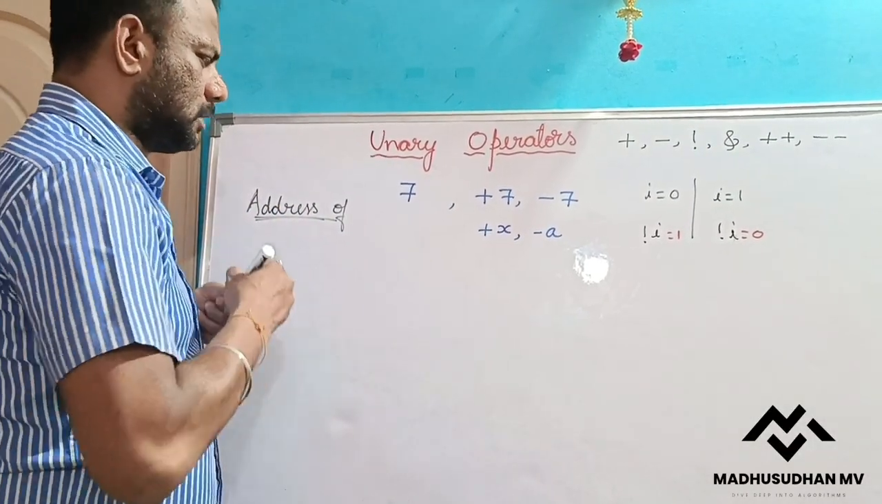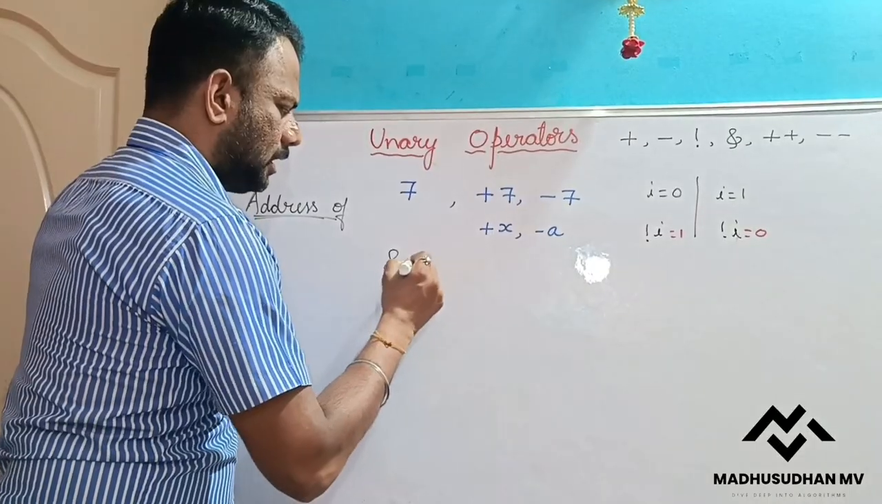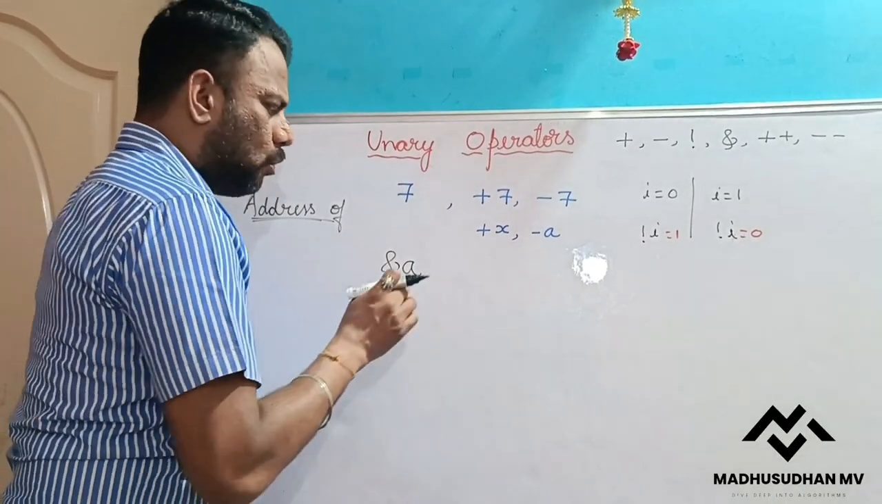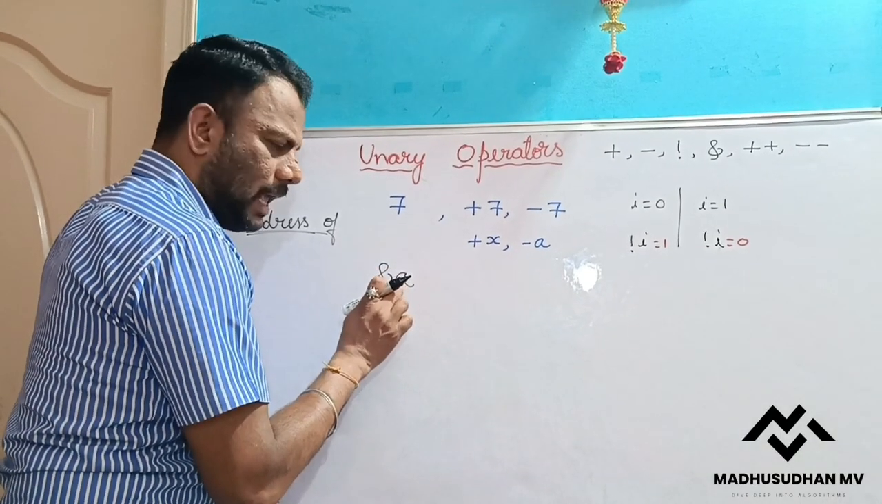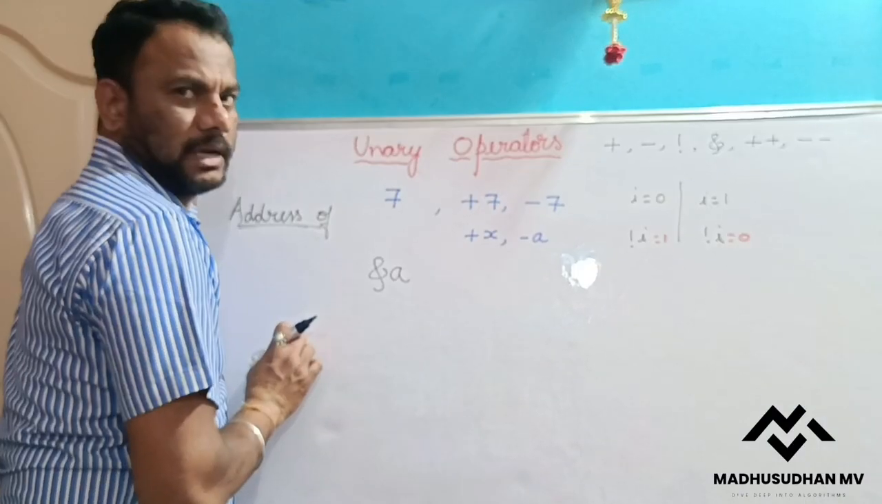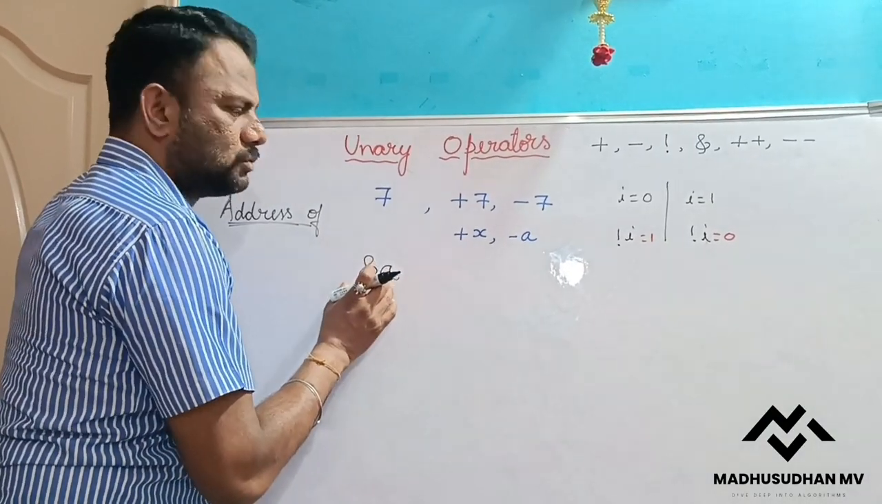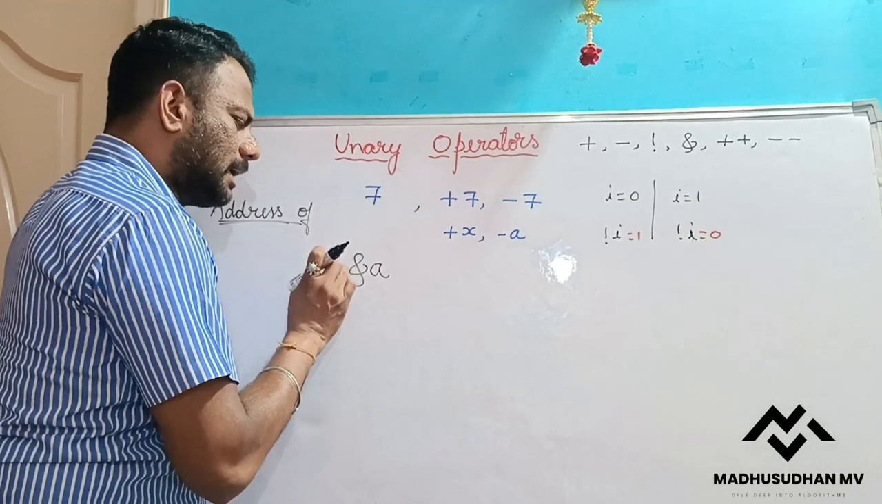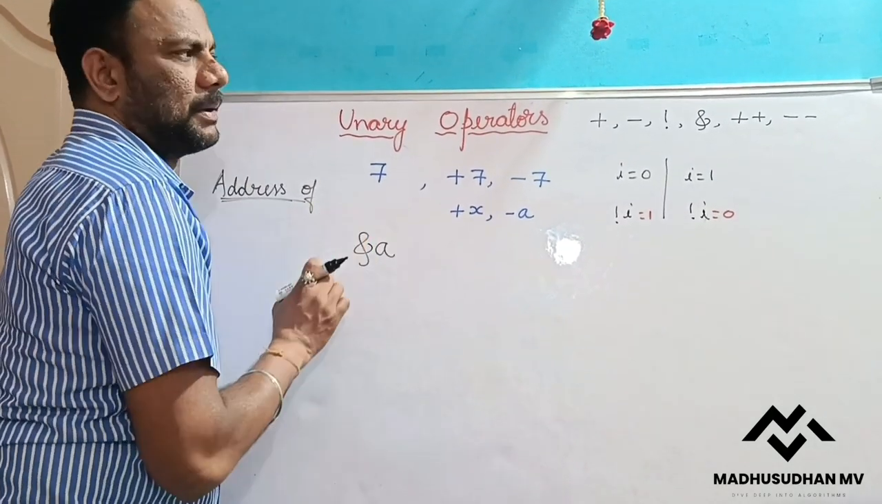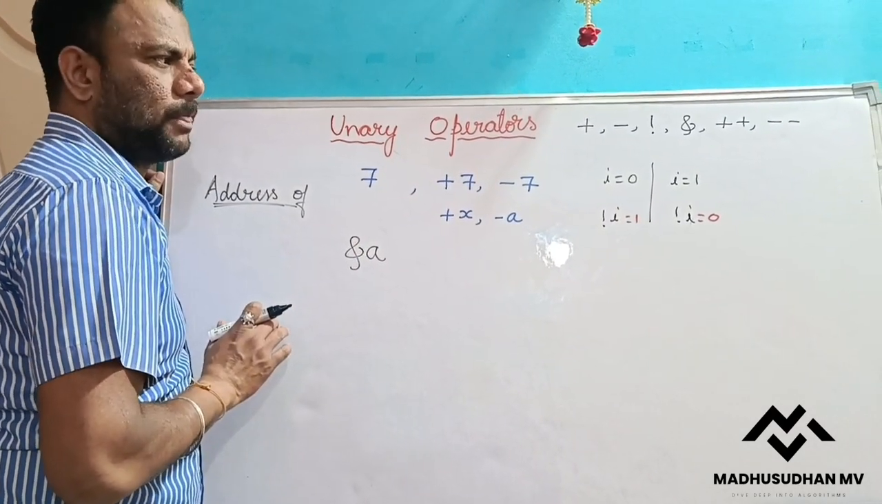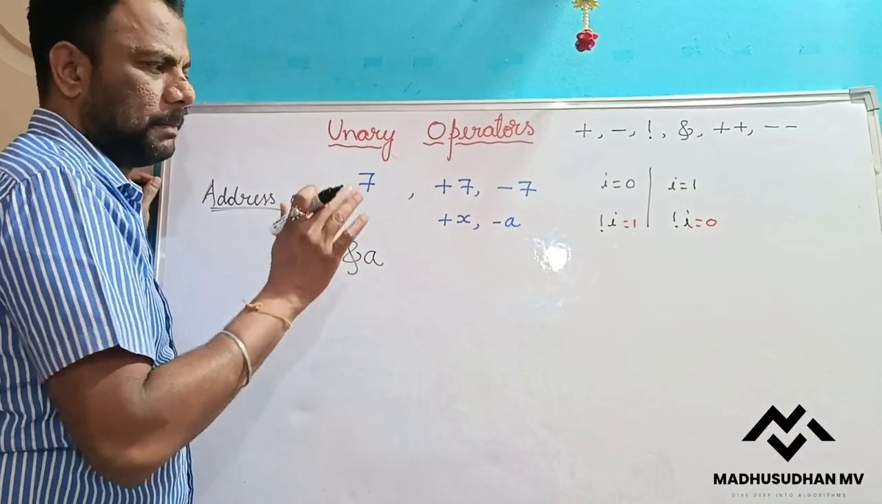For example, suppose I say ampersand of A. That means whatever the variable is, I will get the address of that A. So this is the address of operator. Again, it is operating on a single operand. Hence, it is a unary operator. Hope it is clear for you people.